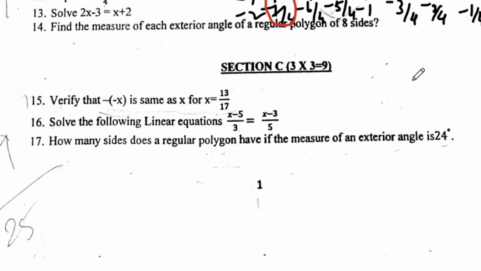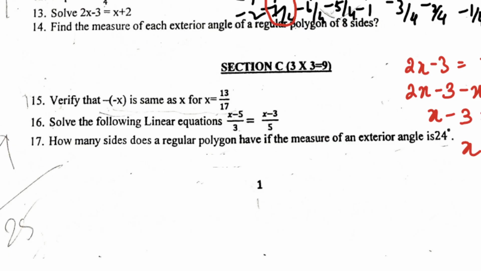Solve 2x minus 3 is equal to x plus 2. So I'm going to do it here. We have 2x minus 3, which is equal to x plus 2. Bringing x to this side, this becomes minus x, which is equal to 2. So 2x minus x is x, minus 3.